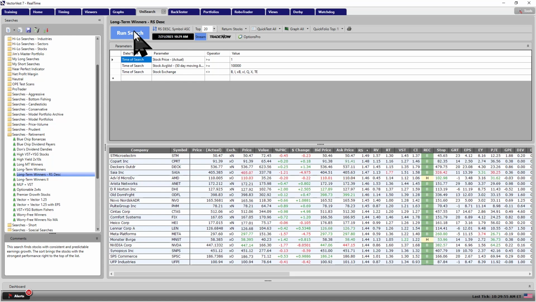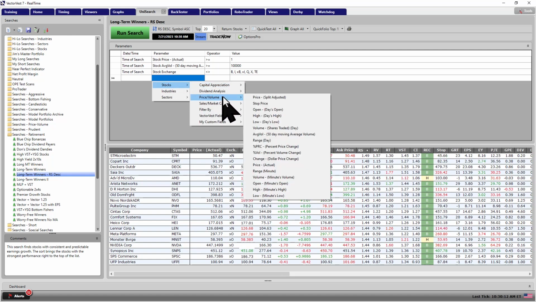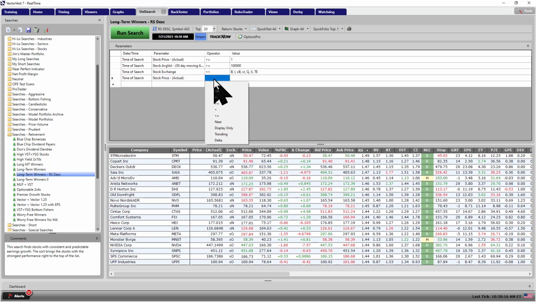Now, if you'd like to optimize this search, I'm going to show you a few optimizations that I personally like to do. Because one of the things you're going to notice in this scan is that there are stocks that are moving down today. I personally like to trade stocks that are moving in the direction of the market. So I'm going to add a filter. I'm going to add stocks, price, actual is greater than.